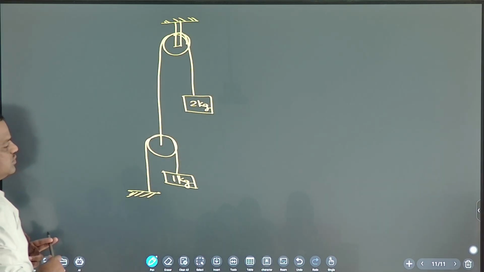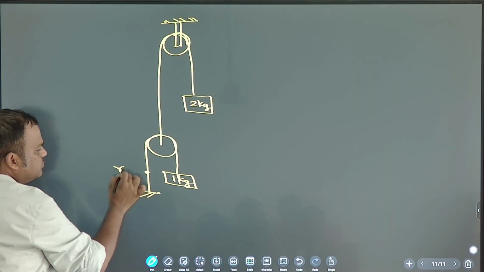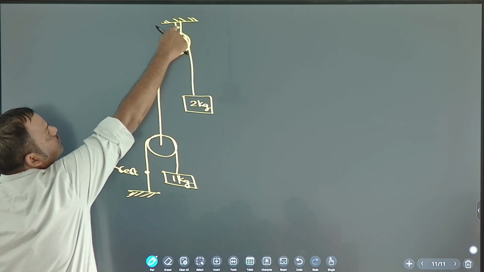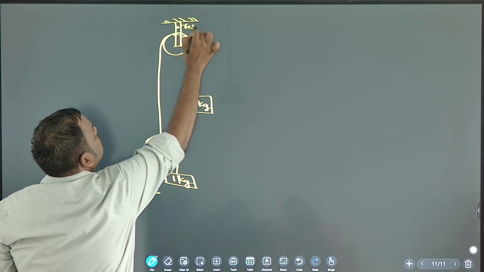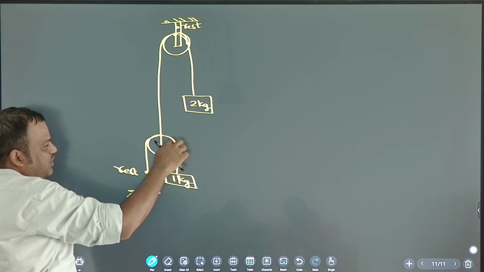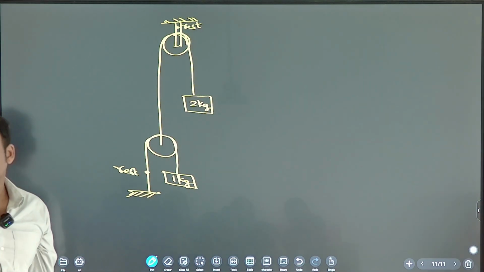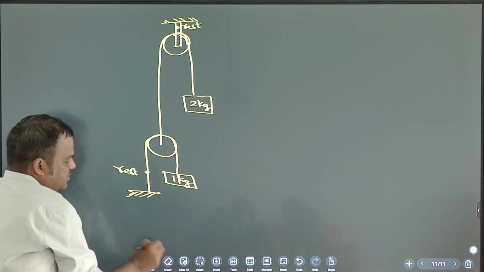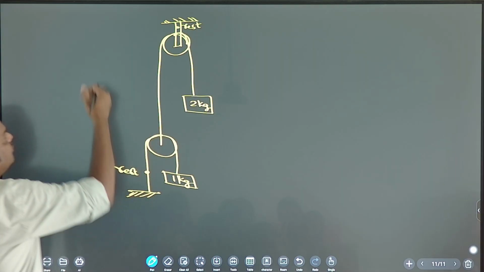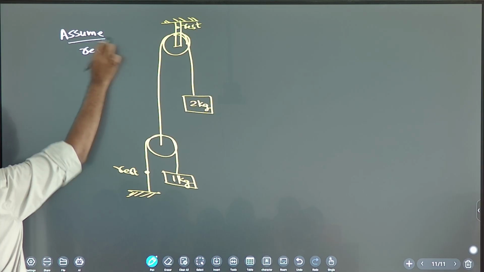What is the acceleration of this point? 0. What is the acceleration of this point? 0. Correct. Now you tell, 2 kg and 1 kg, where will they go? Up, down? Downward? Okay. Suppose we don't know whether they are moving or not. You can assume they are at rest.